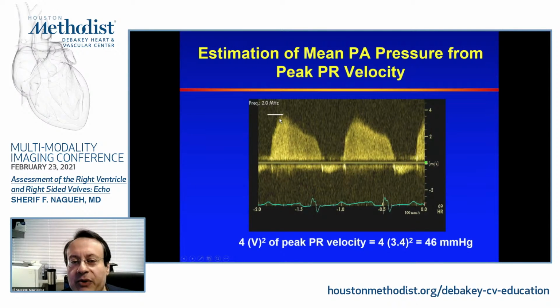This is an example of using the peak velocity of pulmonary regurgitation to estimate the mean PA pressure. So if we have a peak velocity of 3.4, even without adding any RAP, you can see that this patient has a substantial degree of pulmonary hypertension.